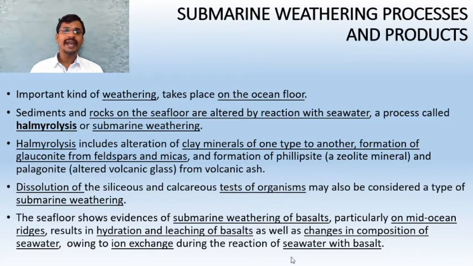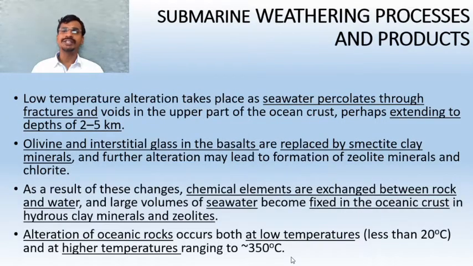The seafloor shows evidence of submarine weathering of basalts, particularly on the mid-oceanic ridges, which results in the hydration and leaching of basalts as well as changes in the composition of seawater. What happens is, because of the submarine weathering of basalts, it causes ion exchange during the reaction of seawater with the rock. The low temperature alteration takes place as seawater percolates through the fractures and voids in the upper part of the ocean crust, perhaps extending up to a depth of 2 to 5 kilometers.